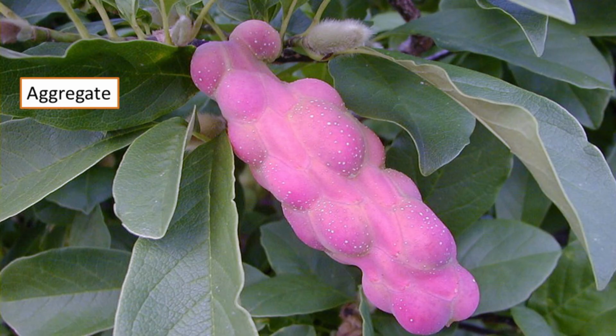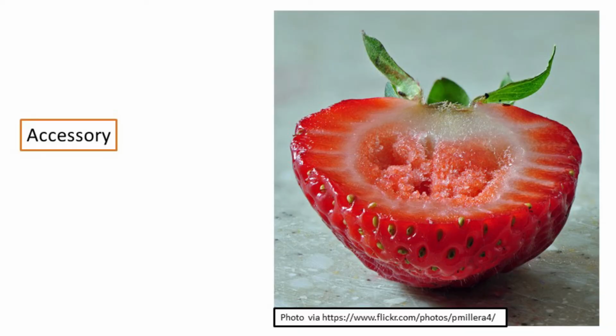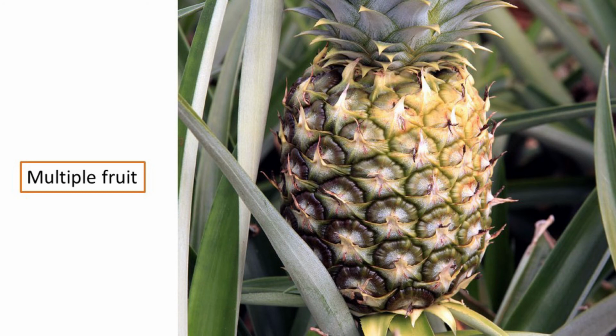An aggregate fruit is formed by the fusion of many pistils inside a single flower. For example, a raspberry is an aggregate of many drupes. A magnolia is an aggregate of many follicles. When additional flower tissue turns into part of the fruit, it's called accessory, as with the base of the strawberry flower enlarging to be part of the fruit we eat. A multiple fruit, such as pineapple, is formed from the fusion of pistils of several grouped flowers.